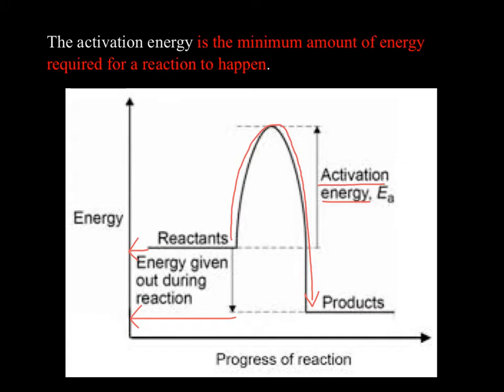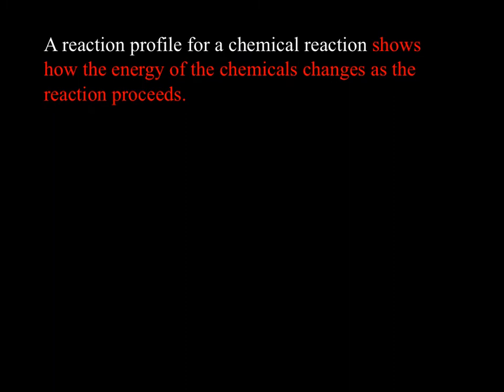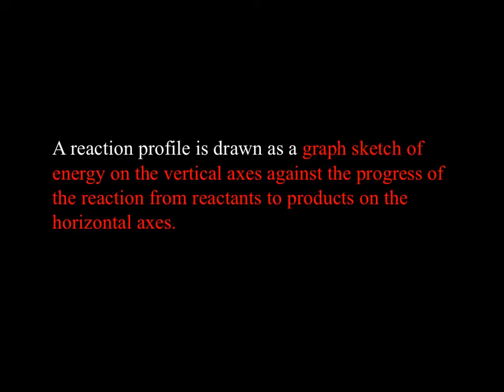Now we're going to draw some of these reaction profile diagrams, but write in that a reaction profile for a chemical reaction shows how the energy of the chemicals change as the reaction proceeds. And you can pause the video, remember, as you need to. Like I've just shown you, a reaction profile is drawn as a graph sketch of energy on the vertical axis against the progress of the reaction from reactants to products on the horizontal axis.